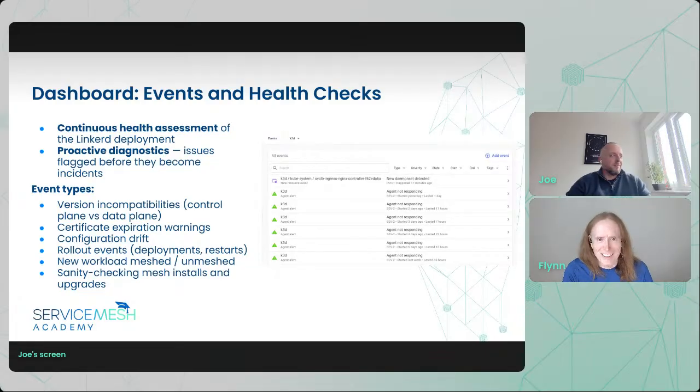Yeah, that's right. So those last two points, new workload meshed and unmeshed, and the sanity checking of mesh installs and upgrades, are again just two features and scenarios you can find yourself in. It's about making sure that workloads are being meshed or unmeshed in the event that there's some testing going on. Generally, that's the reason why teams unmesh workloads, just to do some testing. And then, of course, just sense checking those installs and upgrades.